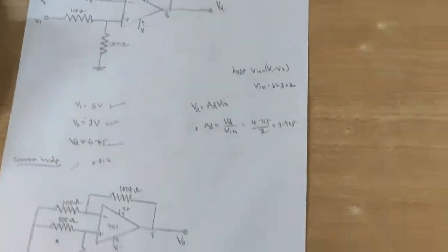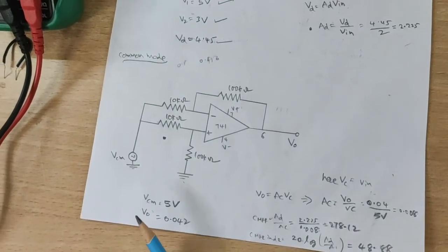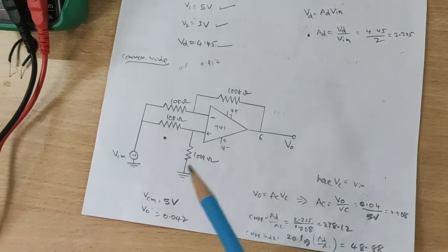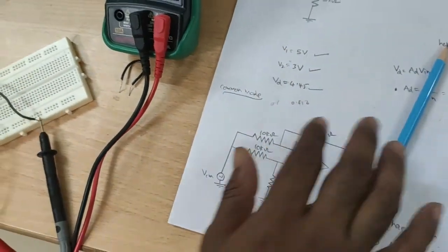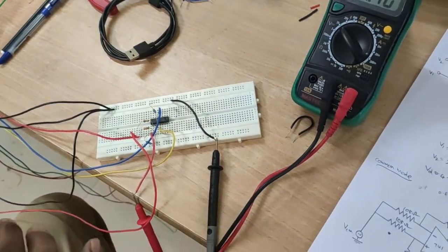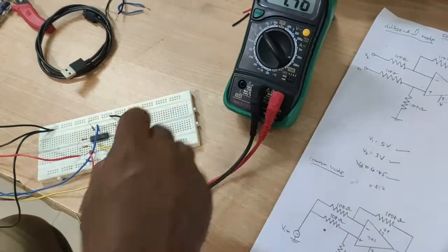Next, go to the common mode. In this common mode, remove one input. Only one input remains, the common input, that is 5 volts. Remove the 3 volt input.